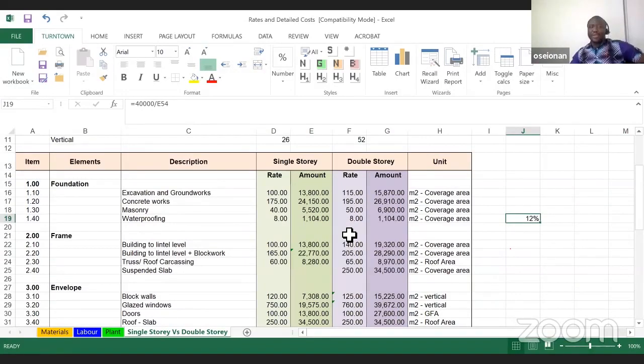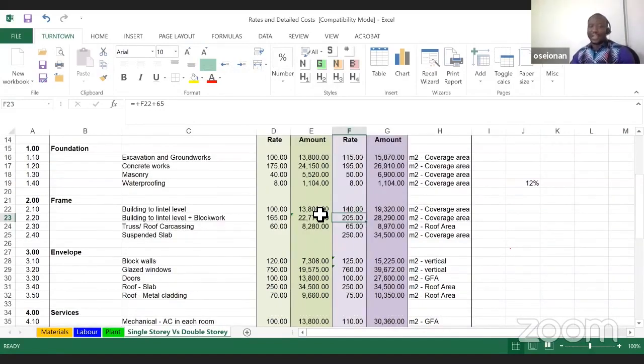After that, we go to the frame, which is basically the columns and the beams. With the columns and the beams, you should be looking at somewhere around the same cost. Basically, they are hidden costs, but they are also expensive because of the concrete and the reinforcement and structural components, which makes it very expensive. And mostly it's very expensive for the double story because it needs to carry more weight than the single story.